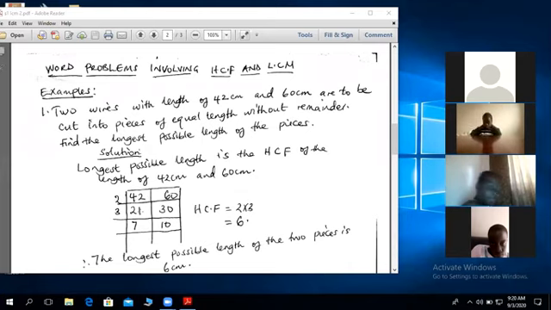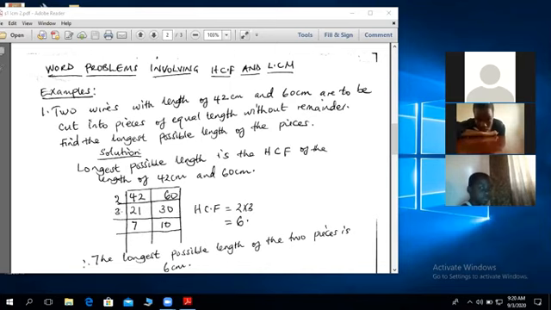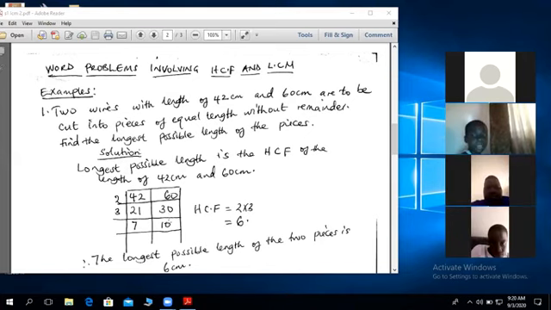By 2, I get 21. Please move with my pointer here. By 2, I get 21. And by 2 here, I get 30. So I have 21 and 30. But remember, we are looking for highest common factor. So we look for another prime number which goes in now in 21 and 30, and it is 3. So by 3, I get 7. By 3, we get 10.